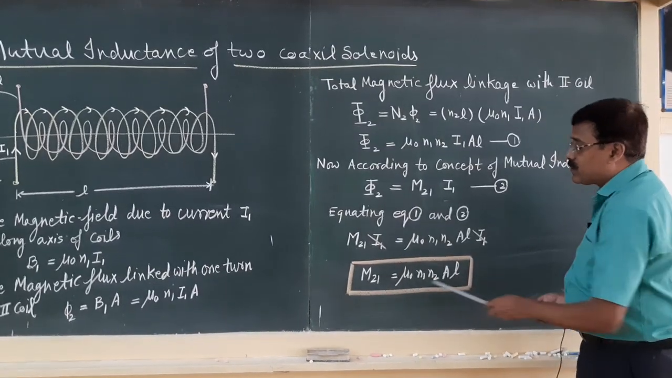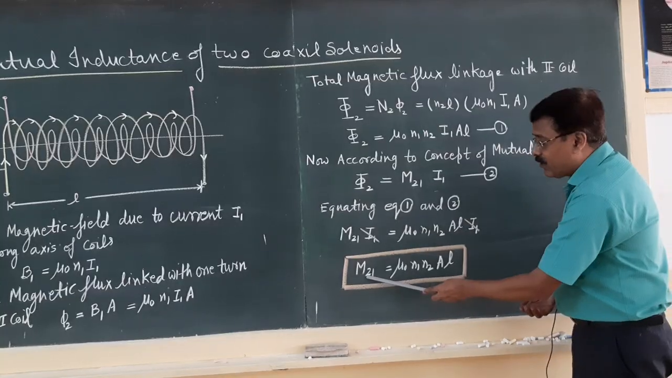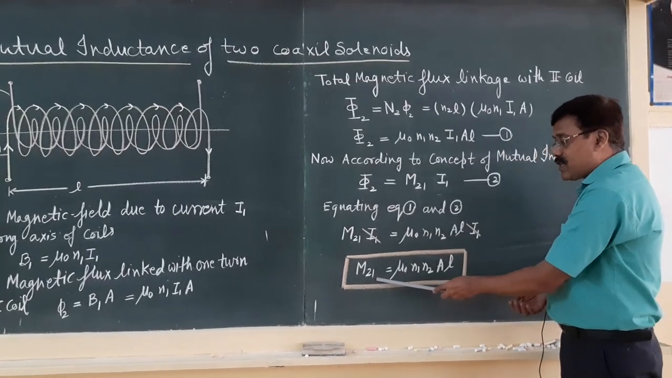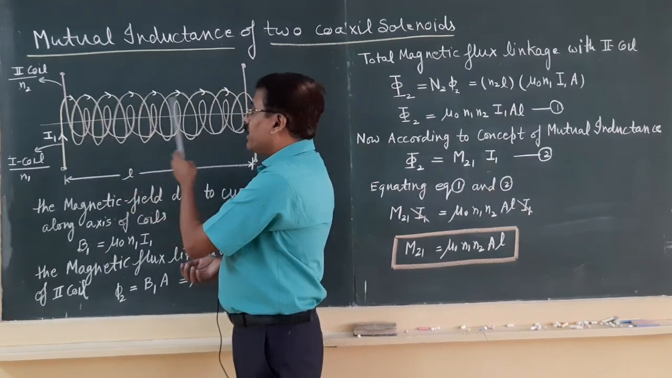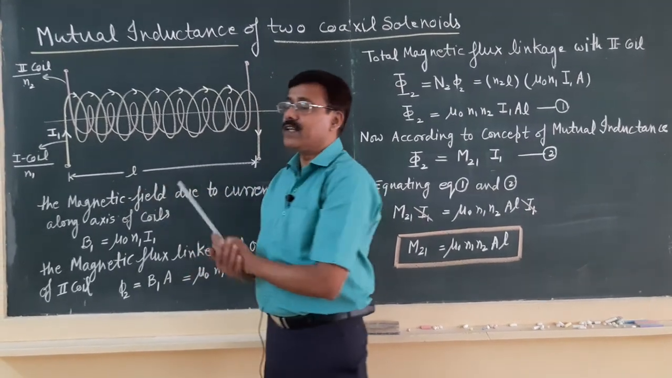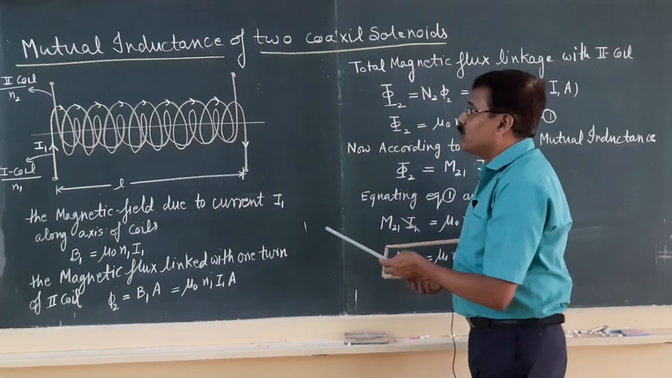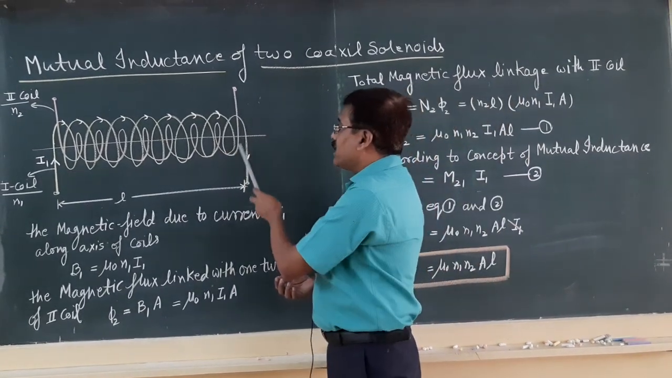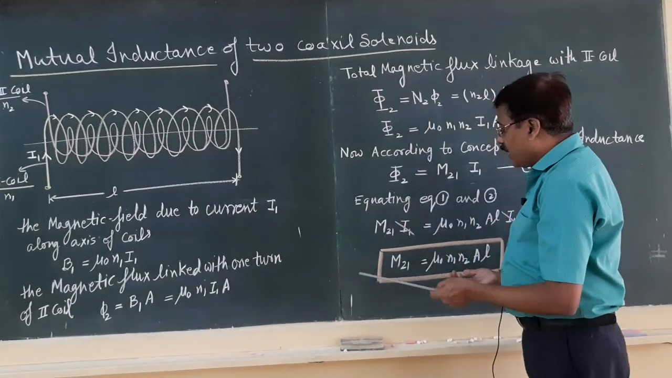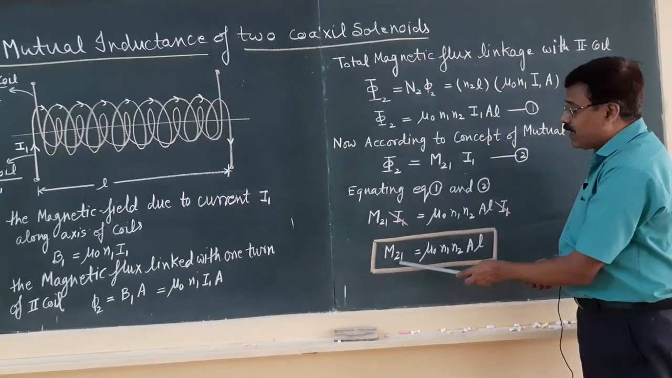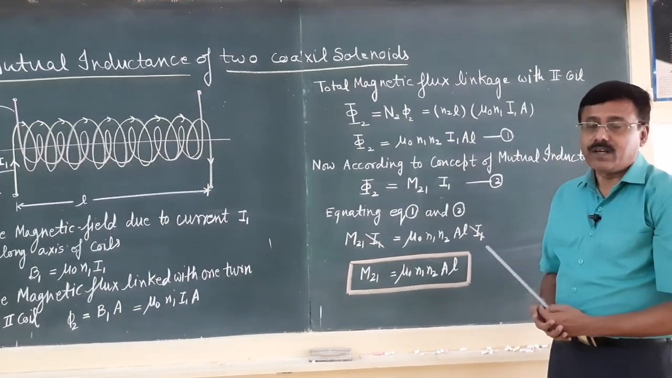So, this is the expression for the coefficient of mutual inductance of the second coil with respect to the first, because the current is flowing in the first coil and the induced EMF, or mutual induction process, took place in the second coil. Similarly, if you consider the case of current flowing in the second coil and induced EMF set up in the first coil, then the coefficient of mutual inductance M12 will be given by the same formula.